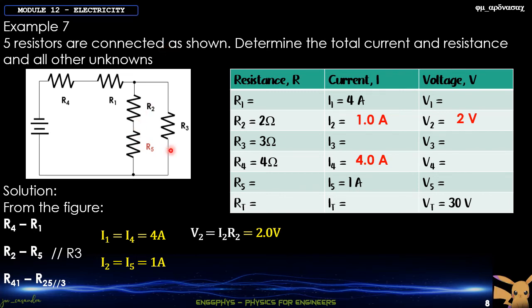And then, same goes, R4 and I4 are given. So therefore, we could solve for V4 as I4 times R4, and it will give us a value of 16 volts. Okay? So, next, we know that if R2 and R5 and R3 are combined, so we'll have now a circuit that will look like this one.